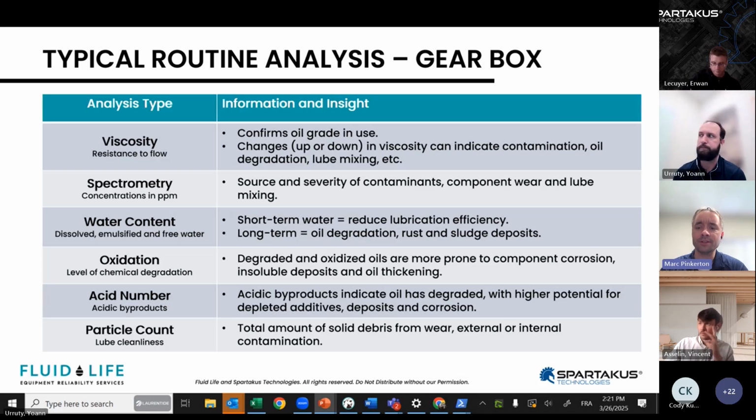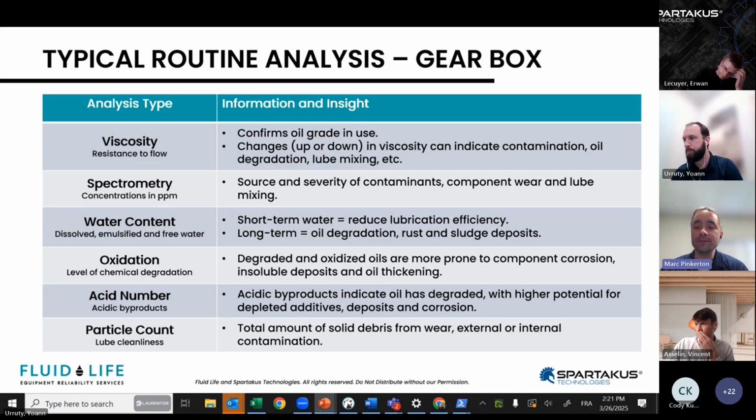It can be as simple as just confirming that you have the right oil grade in use, right? If this gearbox calls for a 220, do I have a 220 in there, or is it mixing with something else, or did technicians fill it up with a thicker or thinner gear oil? Oil analysis doesn't always have to be complicated. It can be pretty basic stuff like that. There are reasons why your oil would thicken or thin out, and a lot of that can have to do with contamination, degradation, lube mixing.